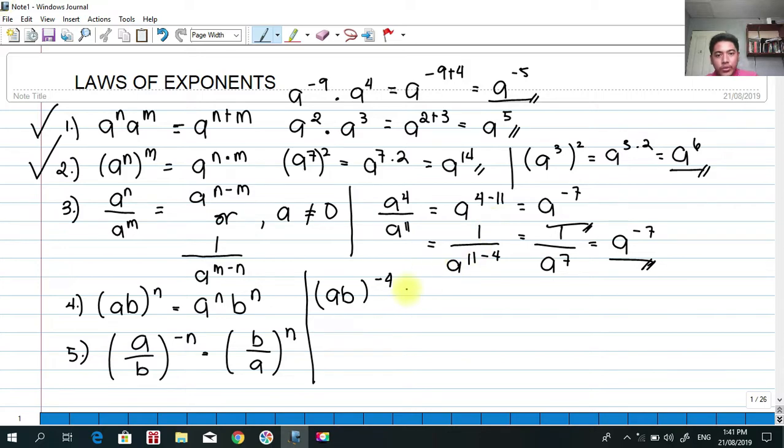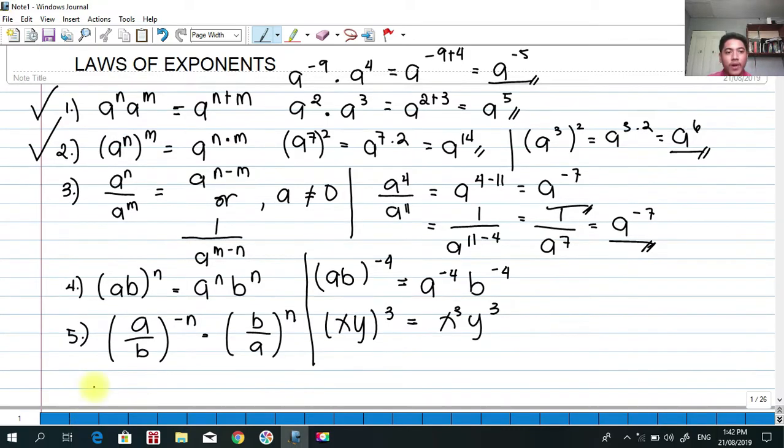So, we're going to distribute the negative 4. What will happen is A raised to negative 4 multiplied by B raised to negative 4. Another example is that it can be any variable. This variable is what I've used only to denote that this is a variable, but you can also use X and Y. Let's say XY raised to a certain number, let's say cube. To simplify this, we get X cube Y cube. You see that the exponent is distributed to both variables.